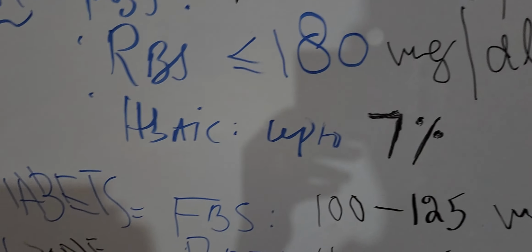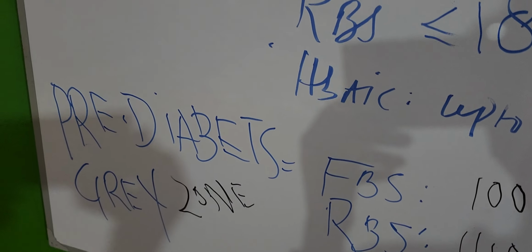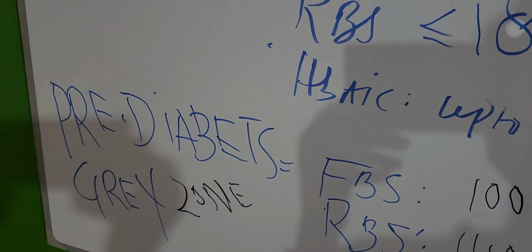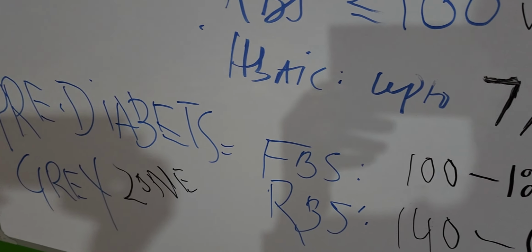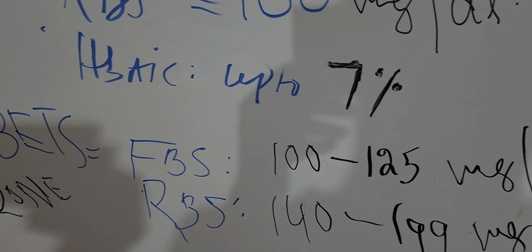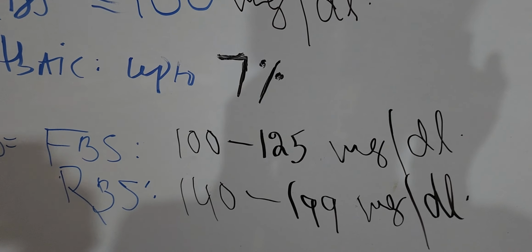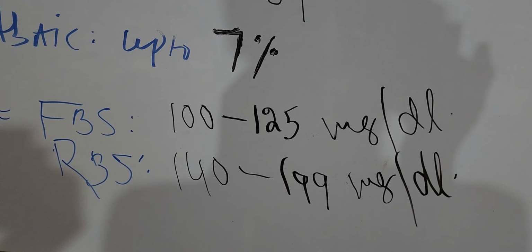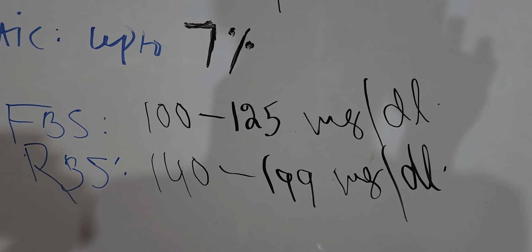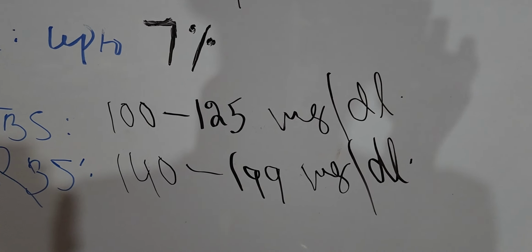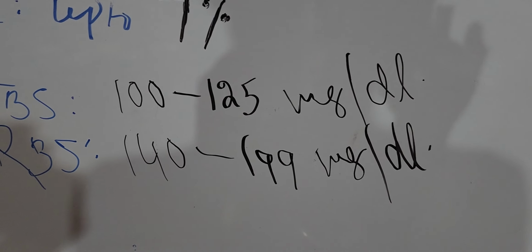Now coming down to a very important area, and this is the area of pre-diabetes. If you do the fasting blood sugar of a patient and it comes out between 100 and 125 milligram per dl, this patient is pre-diabetic. Random blood sugar from 140 to 199 milligram per dl, this patient is pre-diabetic.